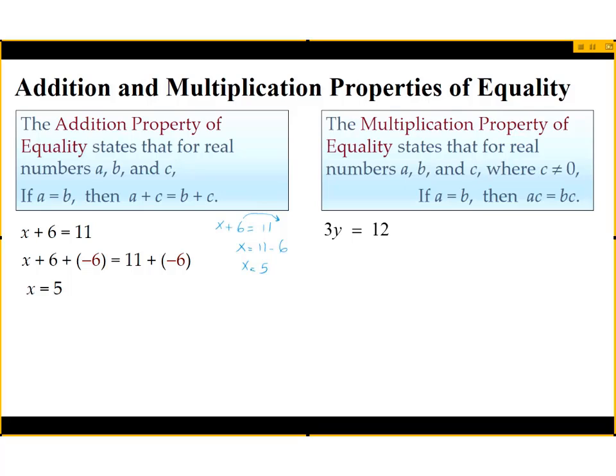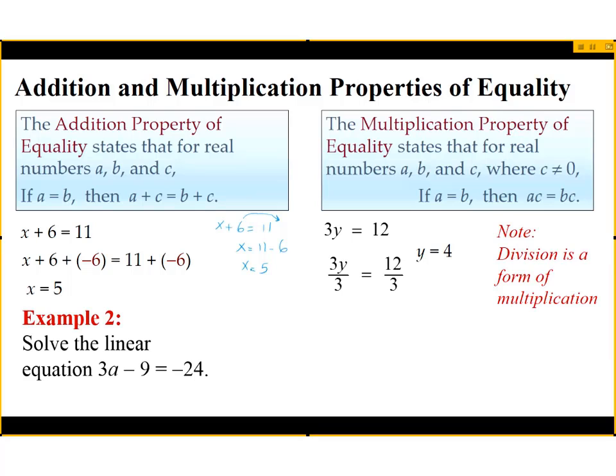So here, I know in the past you heard that you divide both sides by 3. That's another way to look at it. But you're really multiplying both sides by 1/3. So y is equal to 4. So in this example here, 3a minus 9 is equal to minus 24, we have to do both. We have to add 9 to both sides of the equation and then divide both sides by 3. Then you get a is equal to minus 15 over 3, so a is equal to negative 5.